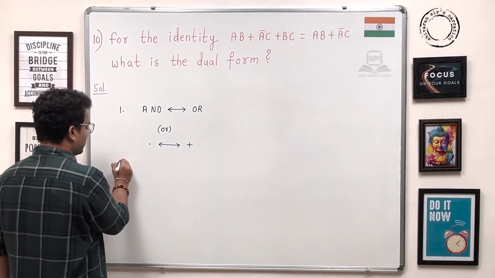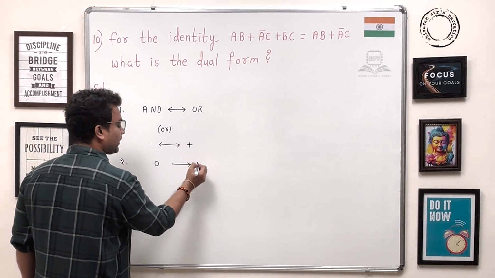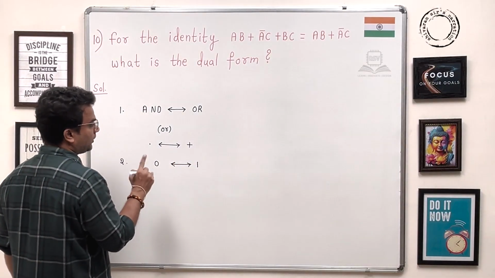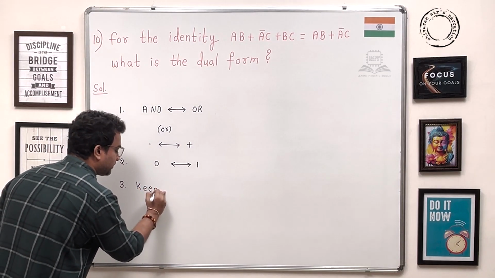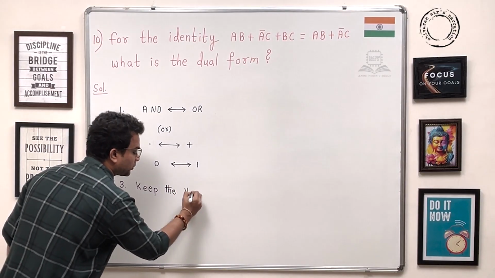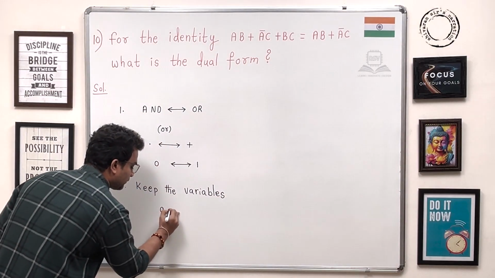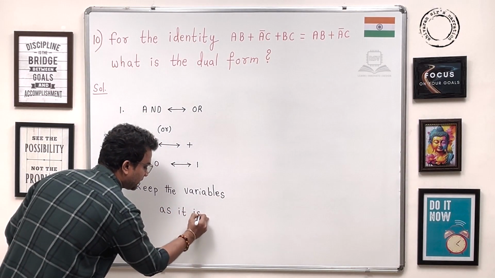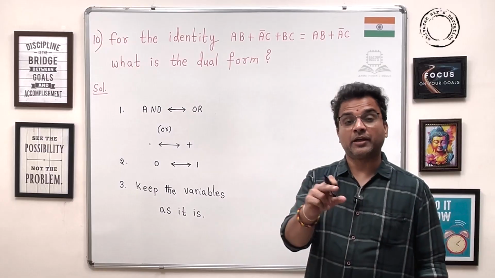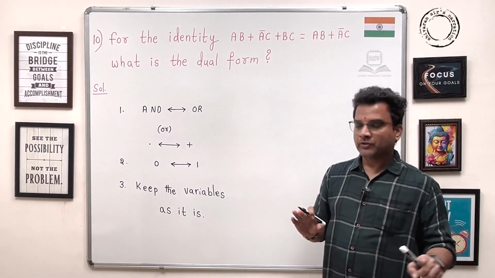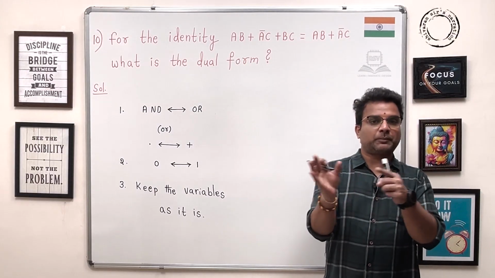Now the second one: in your expression, if 0 is there, you need to replace it with 1, and if you have 1, you need to replace it with 0. And the third, important one: keep the variables as they are. You should not change the variables. Suppose in your original expression there is A bar, then you need to keep it as A bar only. You should not take A instead of A bar. These are the rules to be followed to convert an expression into its dual.